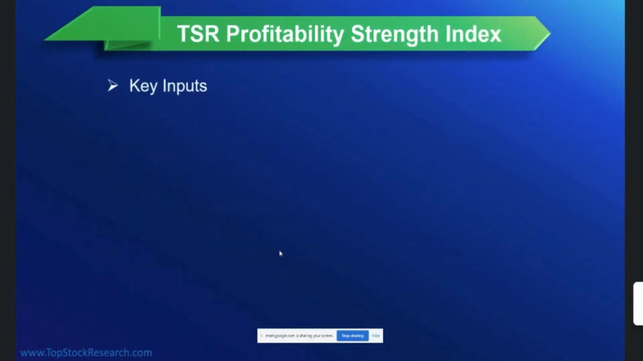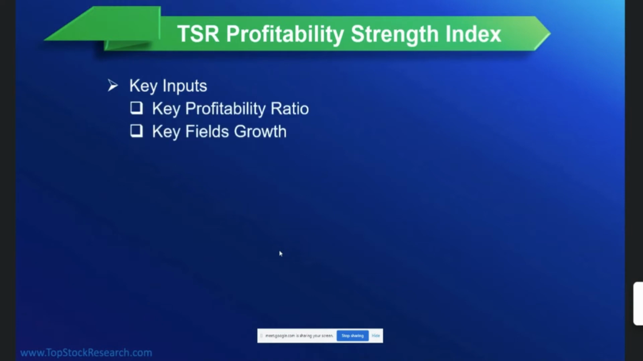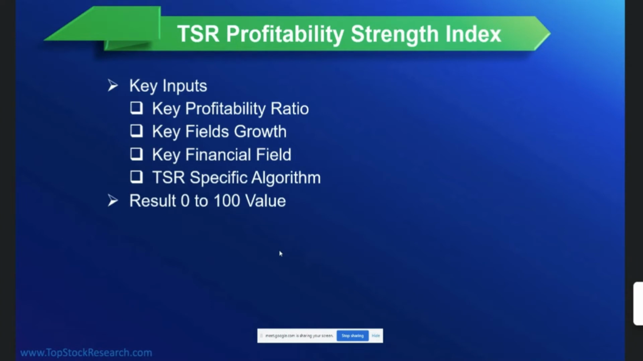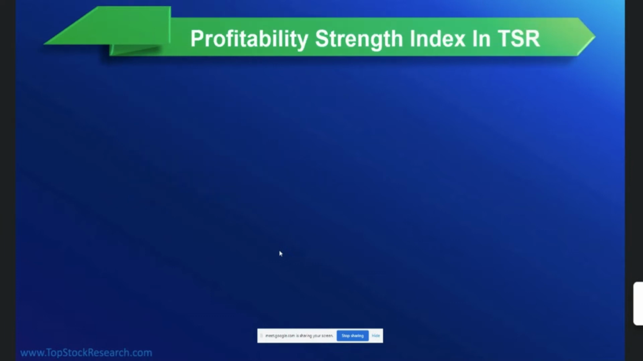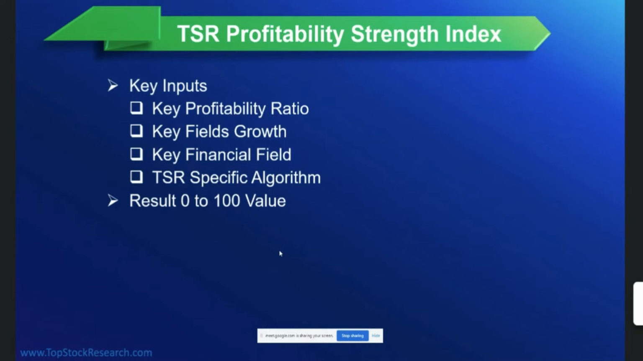Profitability index: the key inputs are key profitability ratios, key growth fields, key financial fields, part of the financial statements, and a TSR-specific algorithm, and what we bring out here is a result between 0 to 100. You can use this as a parameter along with other filtering. It is a very intense calculation.